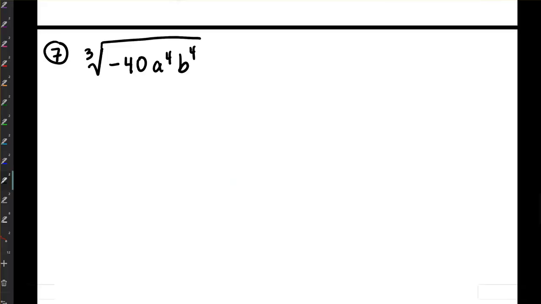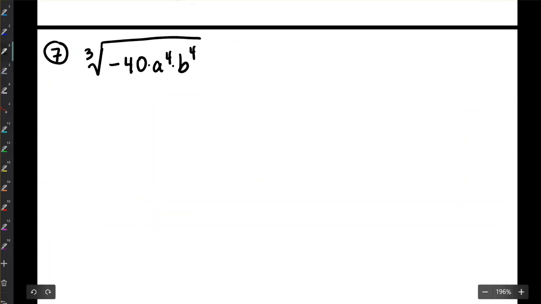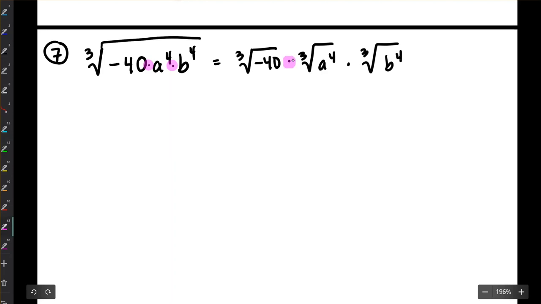All right, so I'm going to use my product property. This is the cube root of minus 40 times the cube root of a to the 4th times the cube root of b to the 4th. And now go ahead and compartmentalize my thinking. I'm just going to work on the cube root of minus 40.